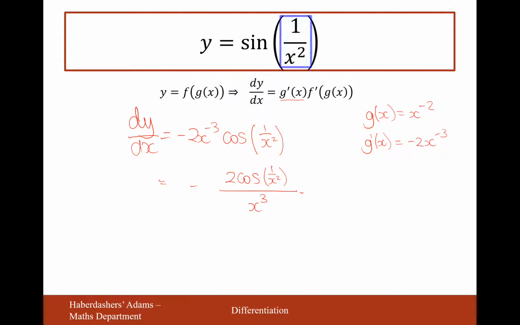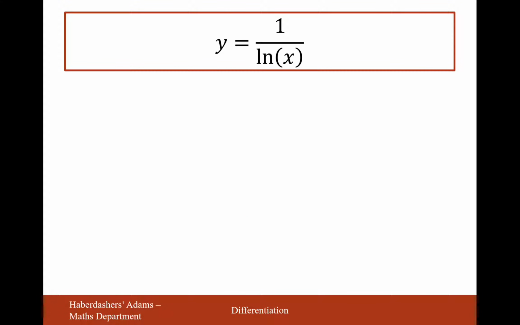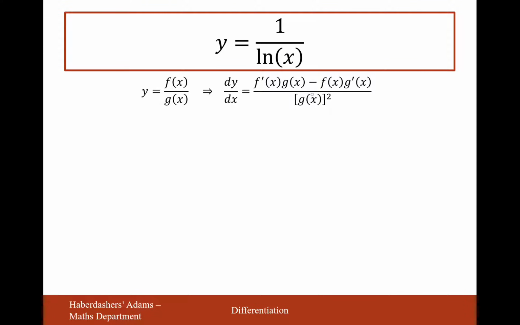Moving on to the next one, 1 over ln x. So in this case here we're going to use the quotient rule. The top function is, well, that's just 1, that's f, and the bottom function is ln x, that's g. So let's get started using this quotient rule.